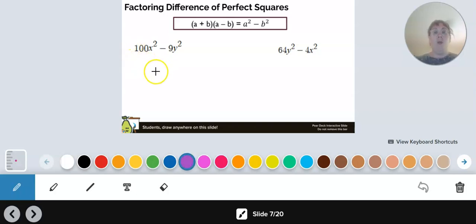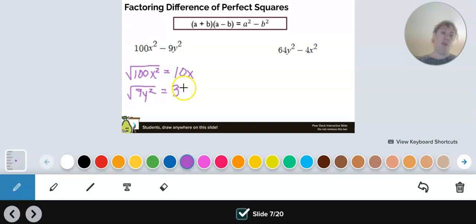100x squared minus 9y squared. So we have subtraction, so that's good. And 100x squared is a perfect square. The square root of 100 is 10. Square root of x squared is x. Square root of 9y squared. Square root of 9 is 3. Square root of y squared is y. So as a conjugate pair, we have 10x plus 3y times 10x minus 3y.